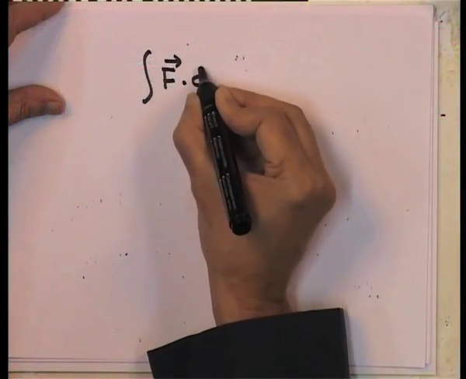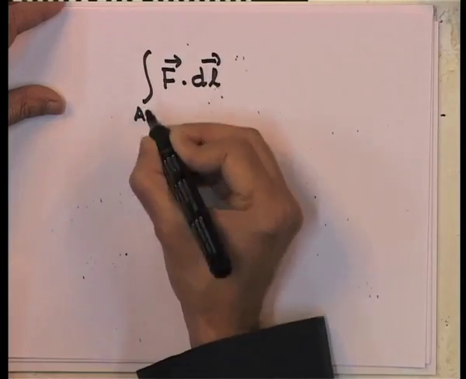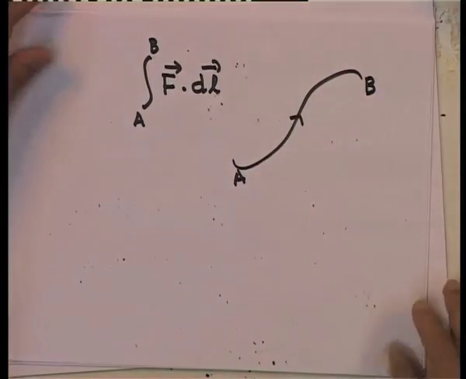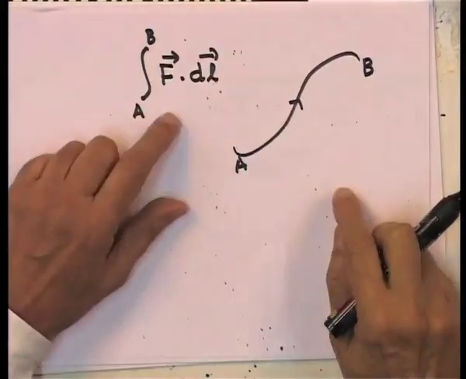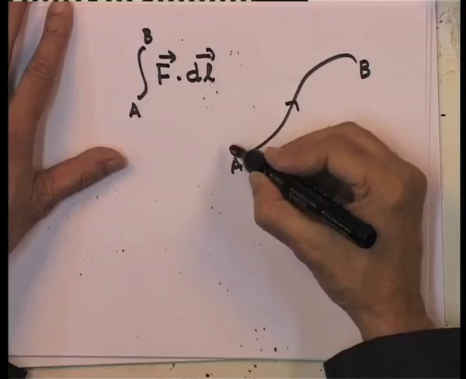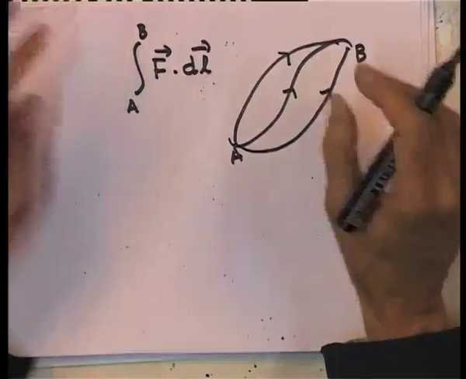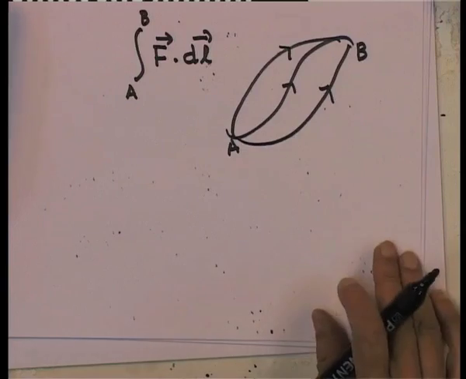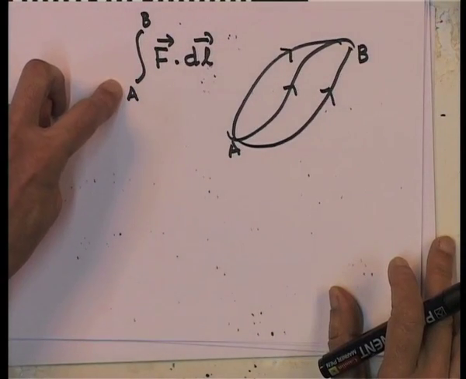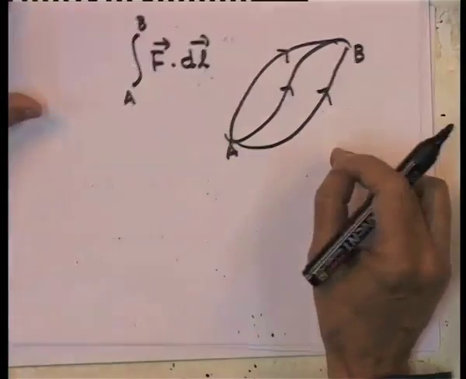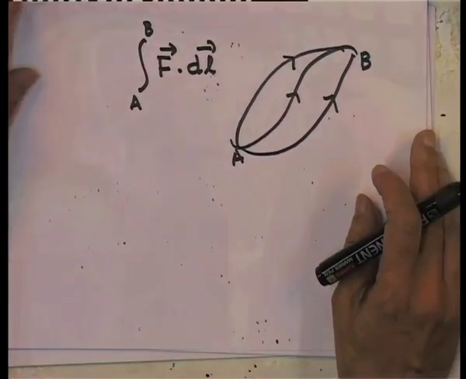However, if f dot dl only depends upon the endpoints, supposing I am going along some path from A to B, and it does not depend upon exactly which path I take, do I take this path or, for example, that path or this path, I do not care, the result is always the same. In other words, this line integral in such a situation depends only on the two endpoints A and B. Such a force is called a conservative force.